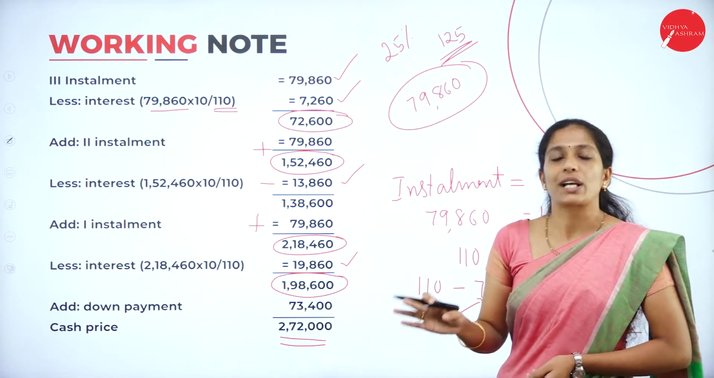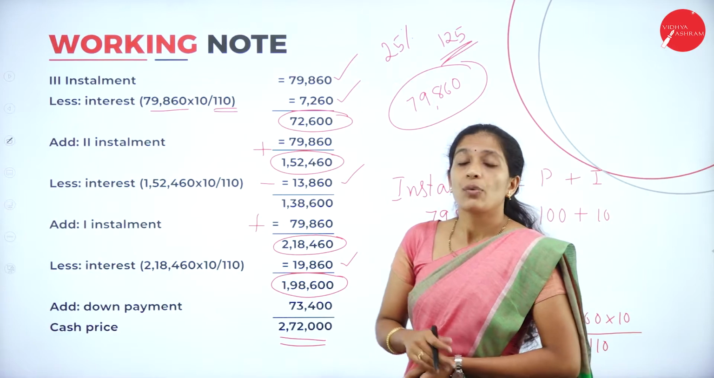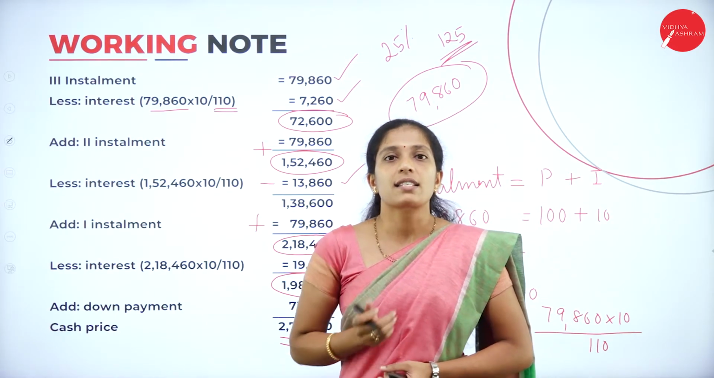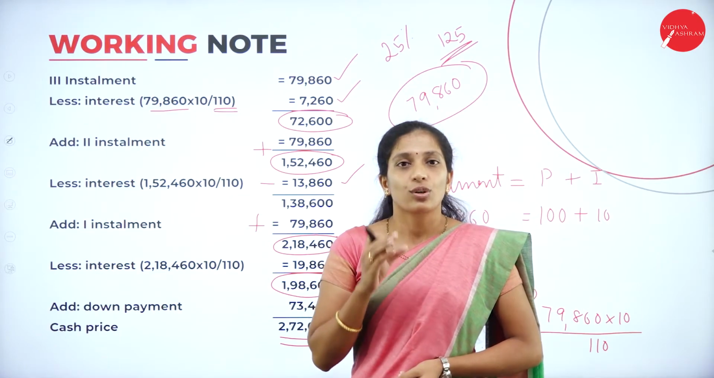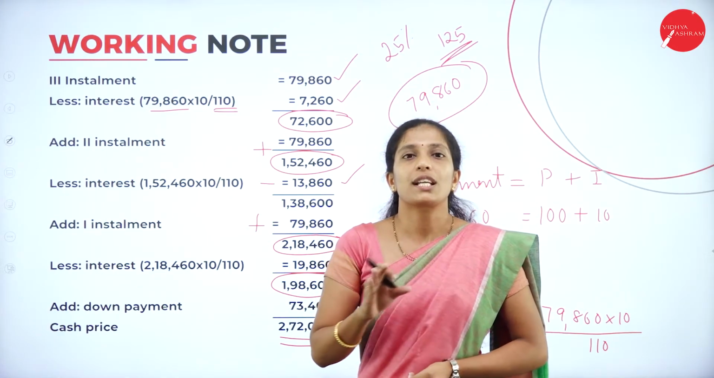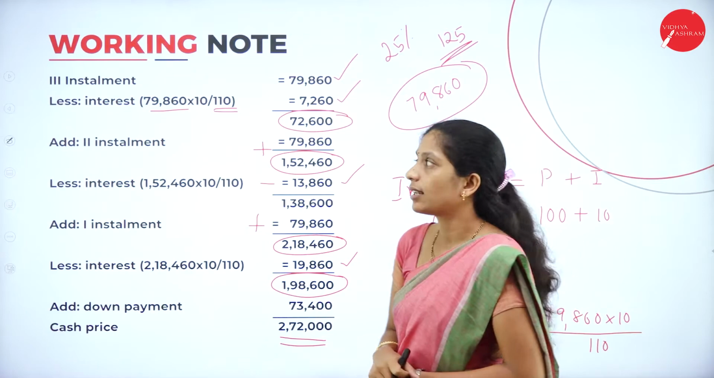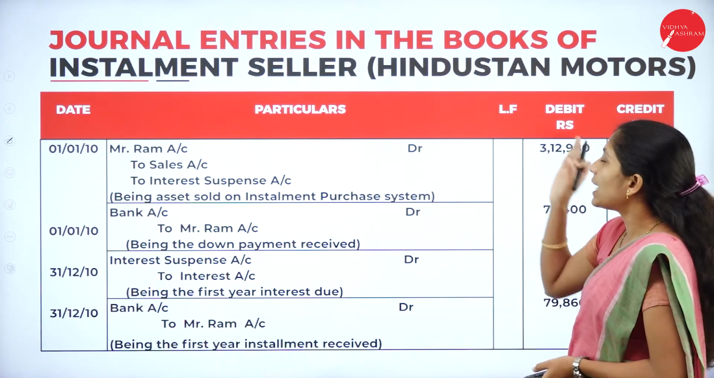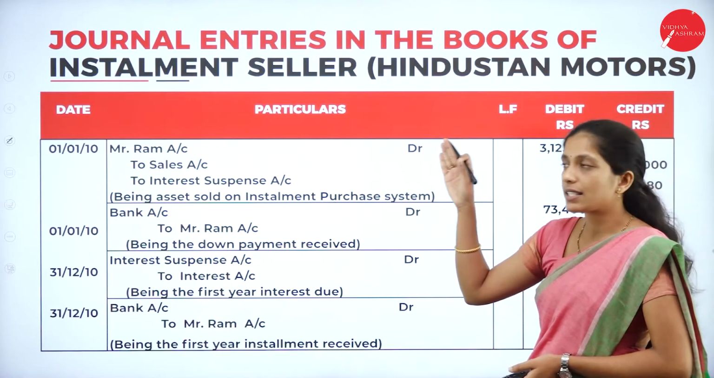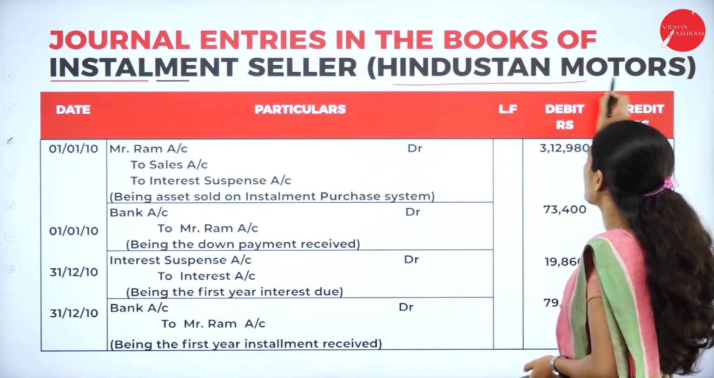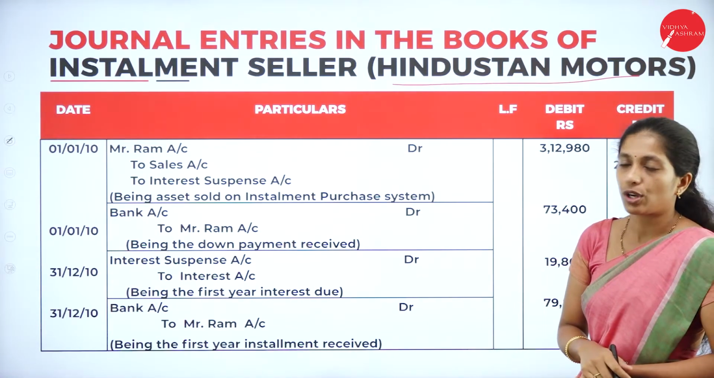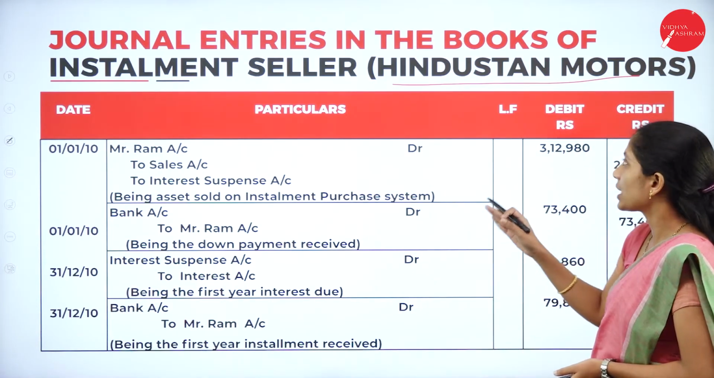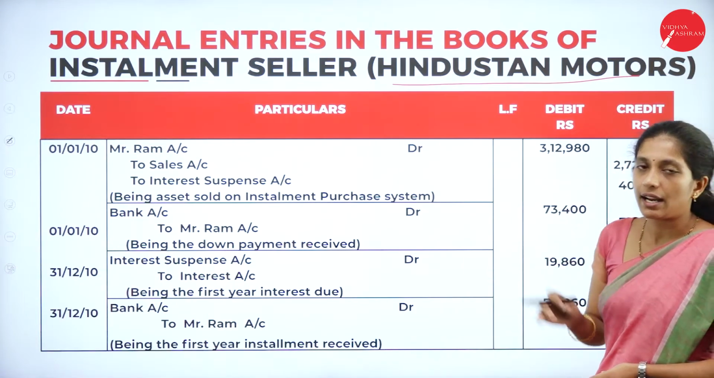Now we don't need to calculate the depreciation because we are going to prepare journal entries in the books of the installment seller, since he has already sold the asset. The asset is not with him, so no need to calculate the depreciation. Now we shall directly go through the journal entries. Write the heading: journal entries in the books of installment seller. In this question, the installment seller is Hindustan Motors. As usual, the format remains the same: date, particulars, ledger folio, debit and credit.